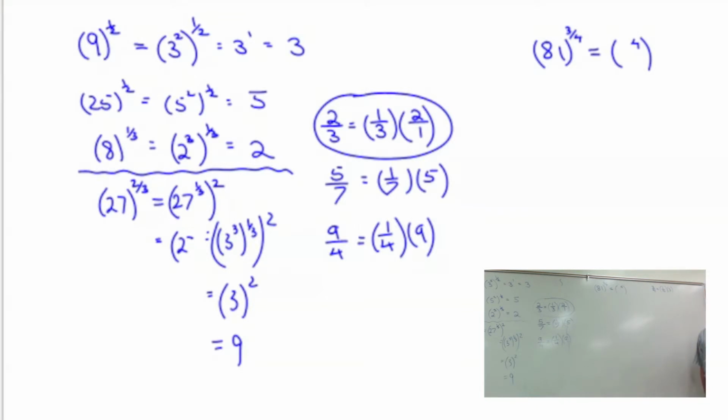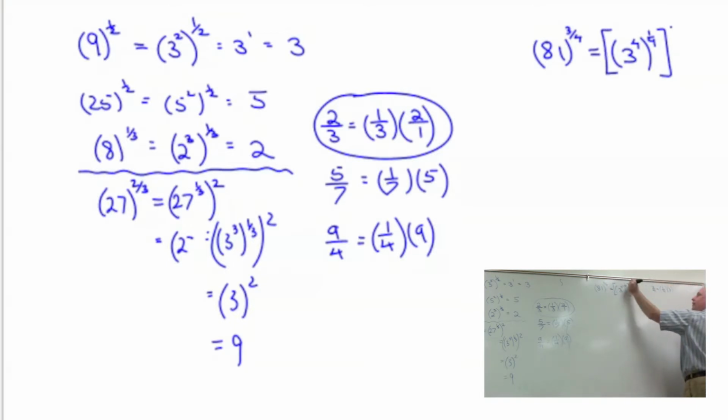What raised to the 4th power? 3 to the 4th. Because it would be 3 times 3 times 3 times 3, and 2 of the 3's become 9, and you get 9 times 9. So you get 3 raised to the 4th, that's your 81. Then you deal with your 3/4, make the first one 1/4. Make the second one 3.